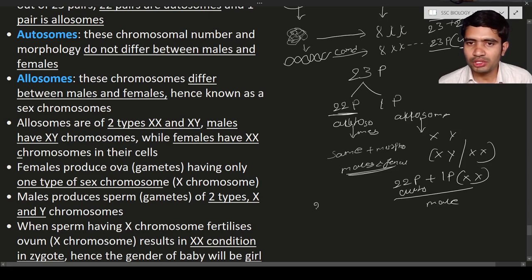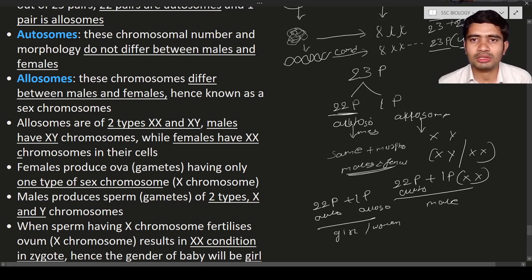If you are a female, you will have 22 pairs of autosomes plus one pair of allosomes, X and X. Then you will have the 23 pairs, and you are a girl, or woman, or you can call it a female.